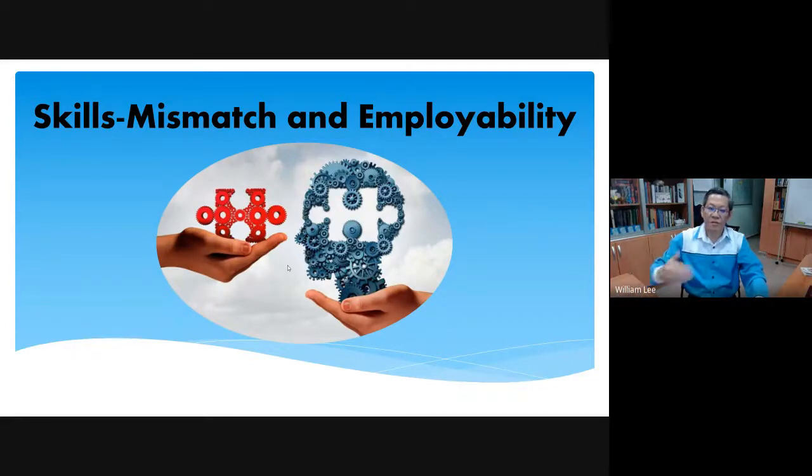So I think the skill mismatch, which means the skill and the knowledge obtained by the students compared with the qualification required by the industry, which is not matching, is the main cause of the unemployment now.